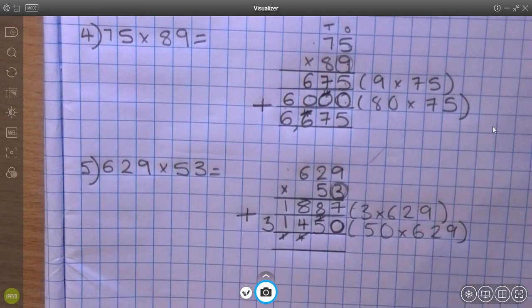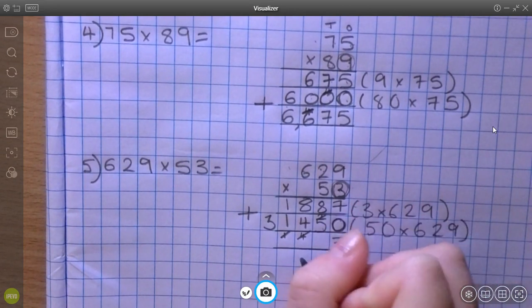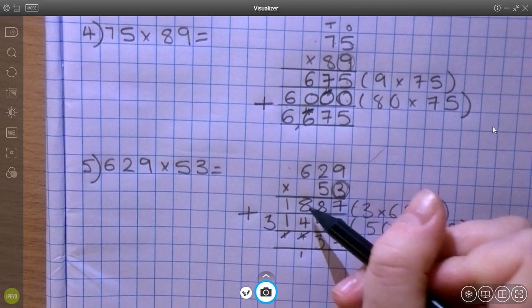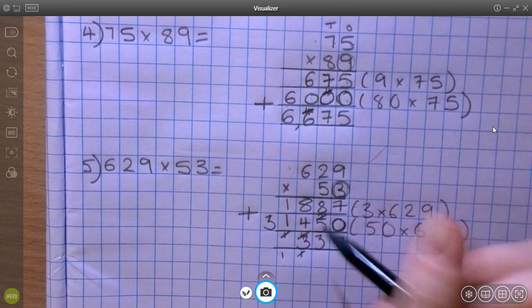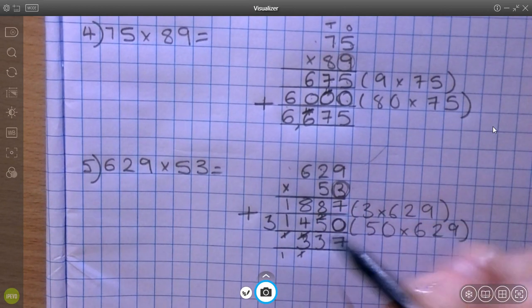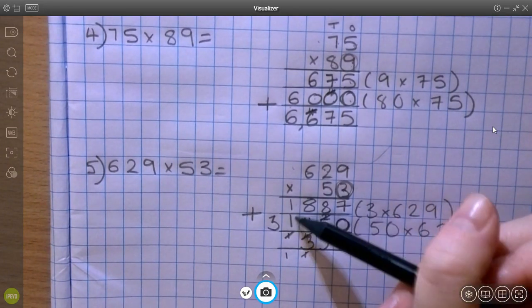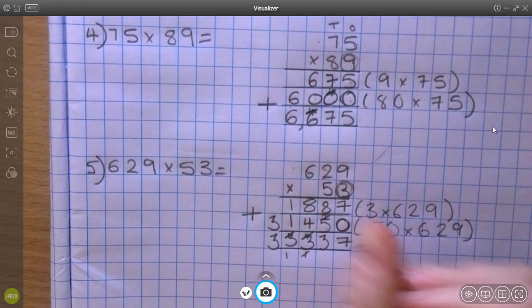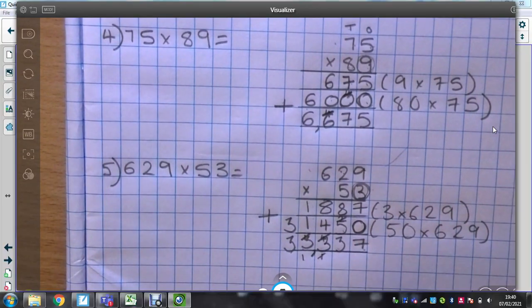Now I can add my two answers together. 7 add 0 is 7. 8 add 5 is 13. Alright. 8 add 4 is 12. Add 1 is 13. This is where you see where you've regrouped numbers, it starts to get a bit confusing, so you have to put them small so it's really clear. 1 add 1 is 2, and 3 add nothing is 3. So my answer would be 33,337.